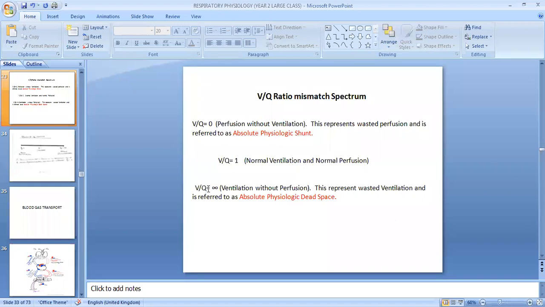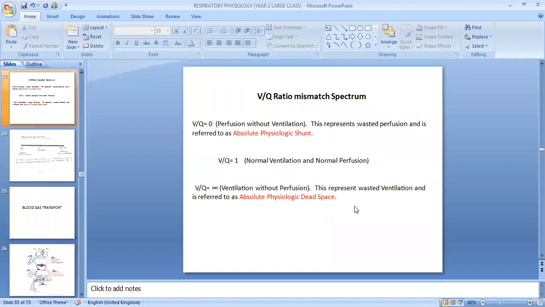The VQ ratio can also be on the extreme side where there is ventilation, but there is no perfusion. So V, ventilation, is there, but Q is 0. And any number you divide by 0 is infinity. And this represents wasted ventilation. You are wasting ventilation because blood is not flowing there to pick up oxygen. It's a wasted ventilation, and it's also referred to as absolute physiologic dead space.